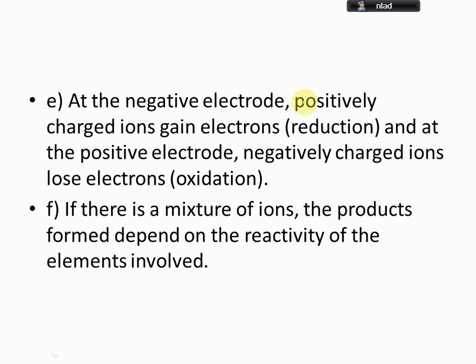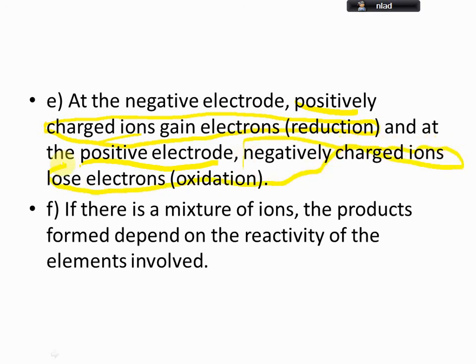At the negative electrode, positively charged ions gain electrons by a process called reduction. And at the positive electrode, negatively charged ions lose electrons via oxidation. It's a bit messy there, so I'll write this out at the top. There's an easy way of remembering this process, and it's called OIL RIG. I'll write it up over here. OIL RIG.